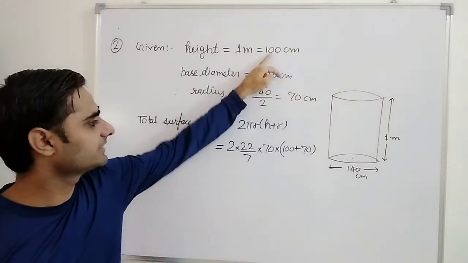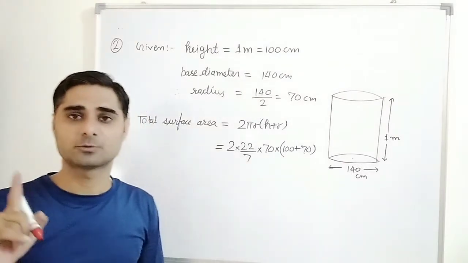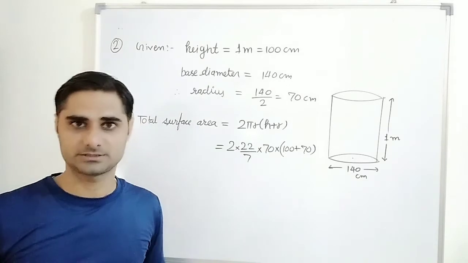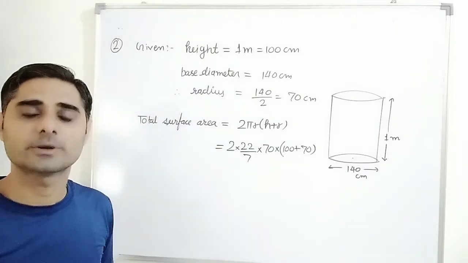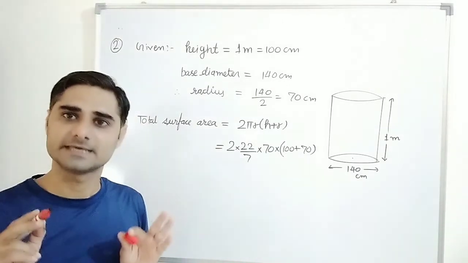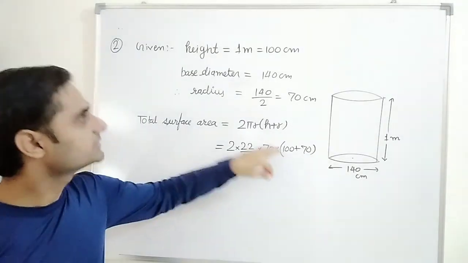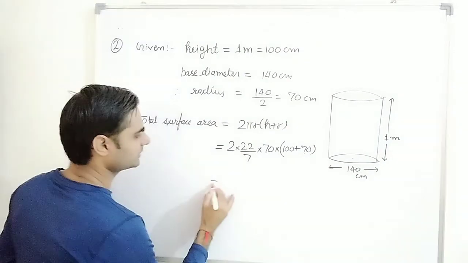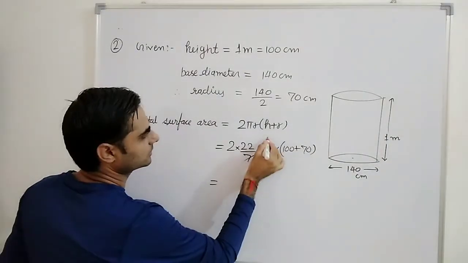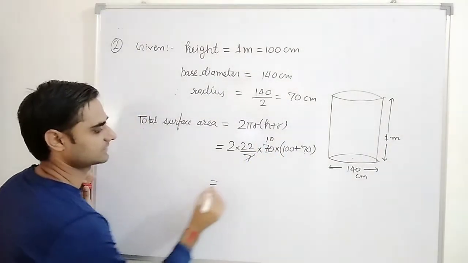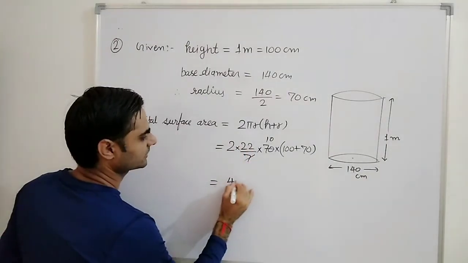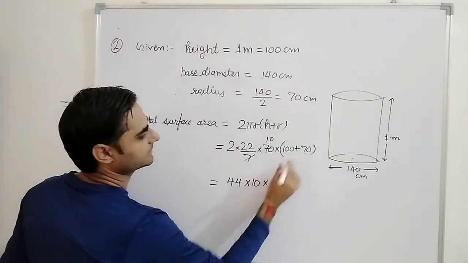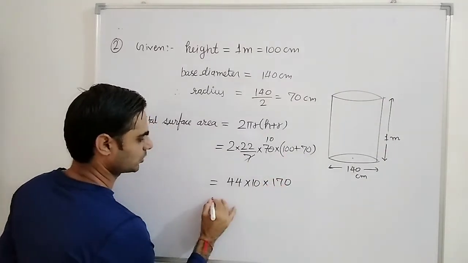Keep in mind, 100 we have written here. These type of questions or any question, all quantities should be in same unit, right? All quantities should be in same unit. So here unit should be same. We have already changed into the centimeter. So this will be equal to now 7 ones are 7, 7 tens are 70, so this is 22 2 is 44, multiply by 10 and multiply by 100 plus 70 is equal to 170.